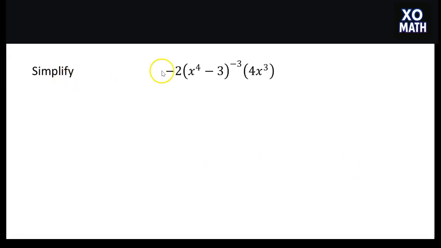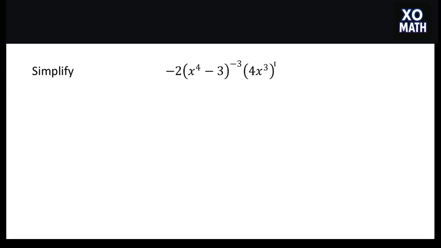Here we want to simplify -2 times the quantity x to the fourth minus 3, all raised to the -3rd, times 4x cubed. All right, to start with, let's recognize that this is all one term, and everything here is being multiplied. So the first thing we want to recognize is that the parentheses around 4x to the third are actually not necessary, since this factor is raised to the first power.